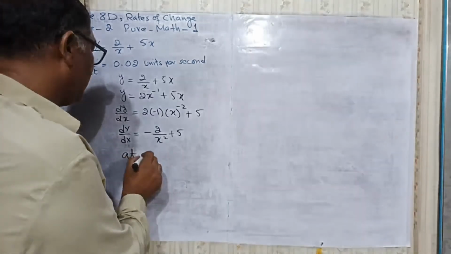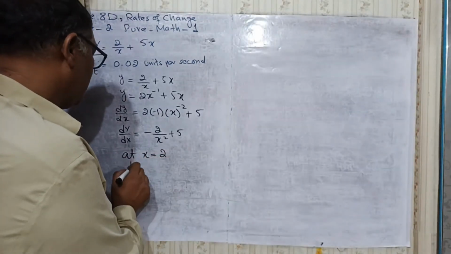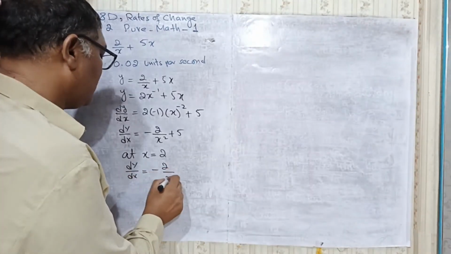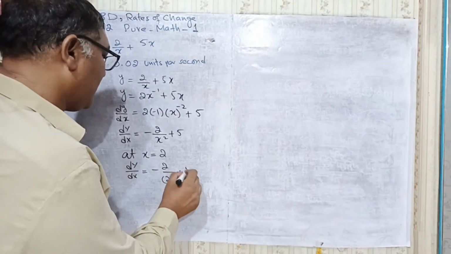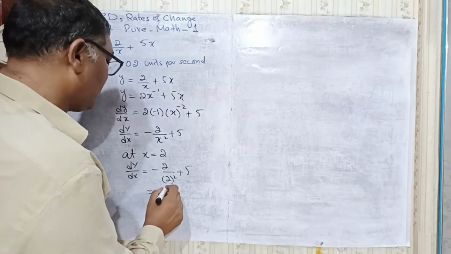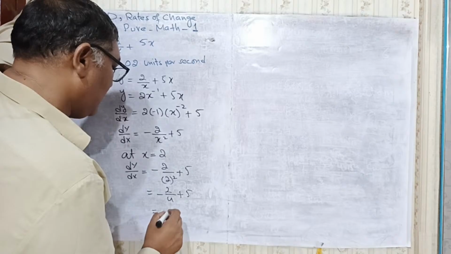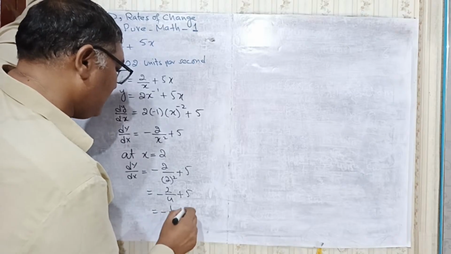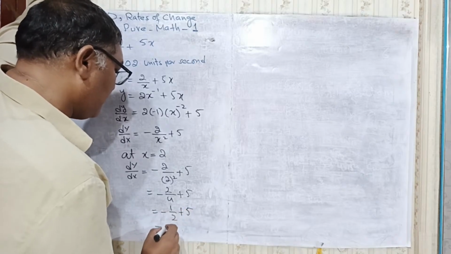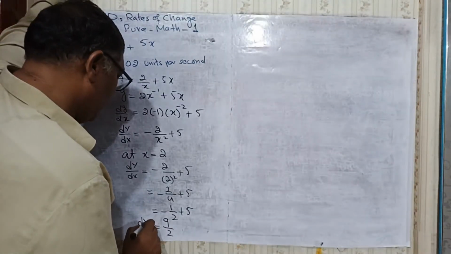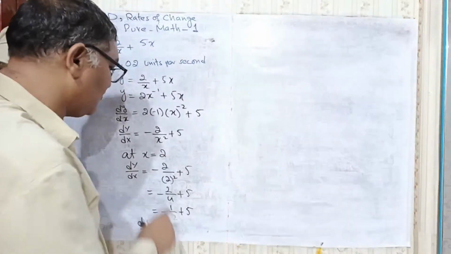So at x equal to 2, dy by dx will become minus 2 divided by 2 squared plus 5. So this will be minus 2 by 4 plus 5. So dy by dx will be minus 1 by 2 plus 5, so it will be 9 by 2. So this is the value of dy by dx at x equals 2.